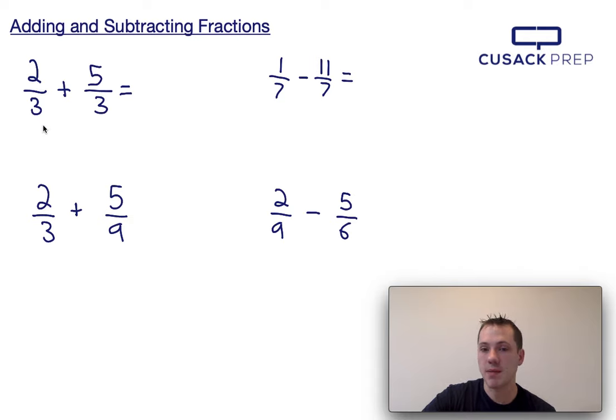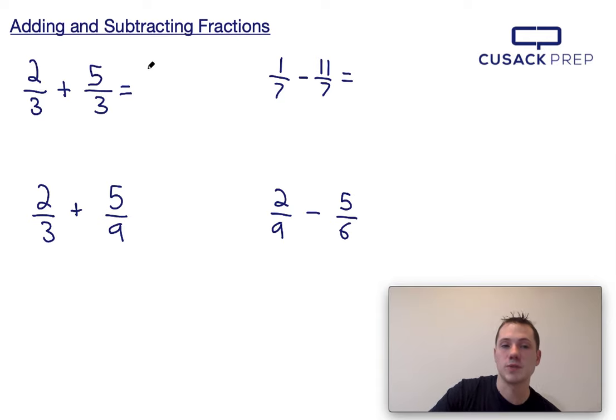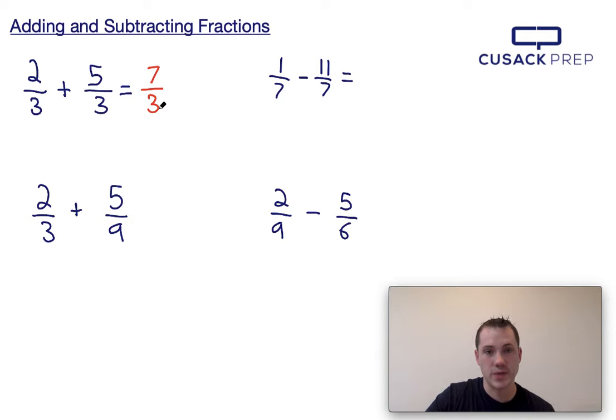So for this first problem here, we can see that in both cases the denominator is equal to 3. And then when you're adding, you simply add straight across the top, and you keep the denominator the same. So when adding these two together, I would just add 2 plus 5, which would give me 7. Keeping the denominator the same would just be 3.